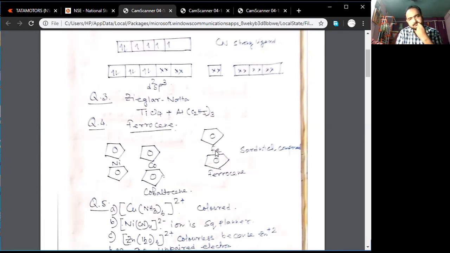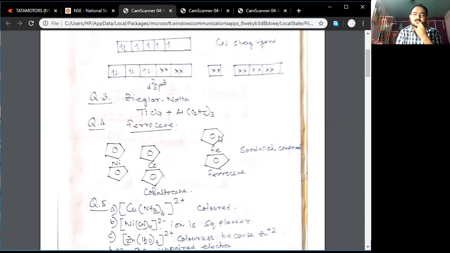You can see here, the iron is placed between two cyclopentadienyl rings. Actually, the iron is not directly bonded with any of the carbon atoms. It is actually bonded with the ring cloud which is present here. So the iron is not directly bonded with any of the carbon atoms. It is bonded with the ring cloud. So this is known as ferrocene.